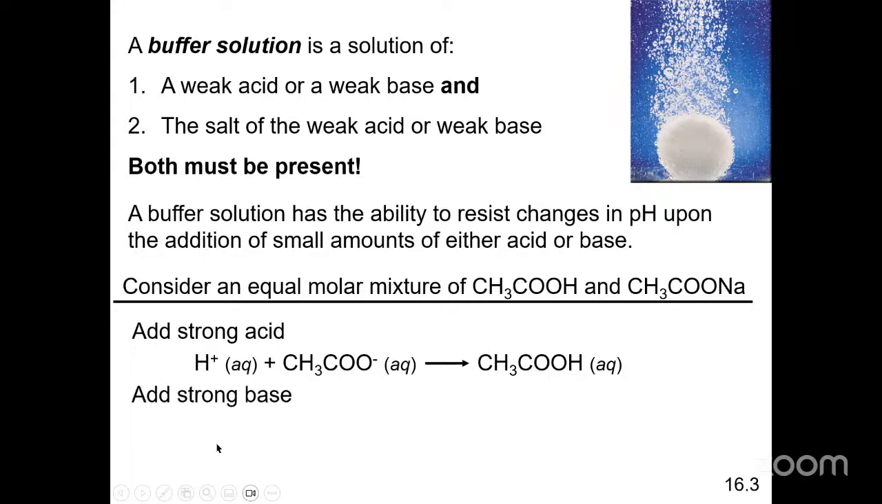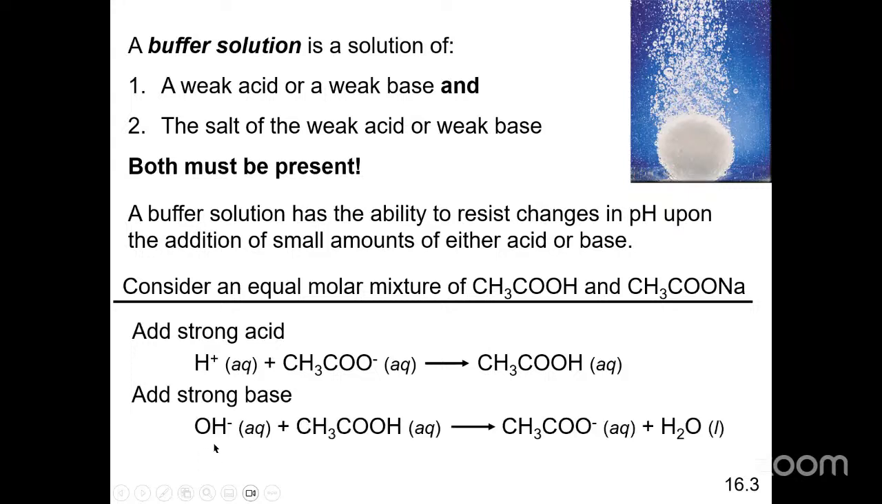On the other hand, if you add a strong base, which would increase the pH immediately upon addition, what will happen is that the base will react with the acid component of the buffer, according to this equation. So the base will produce hydroxide ions. It will react with the acetic acid, and it will form the acetate ion, which is a weaker base, and therefore this will not have any profound effect on the resulting pH of the solution, all right?